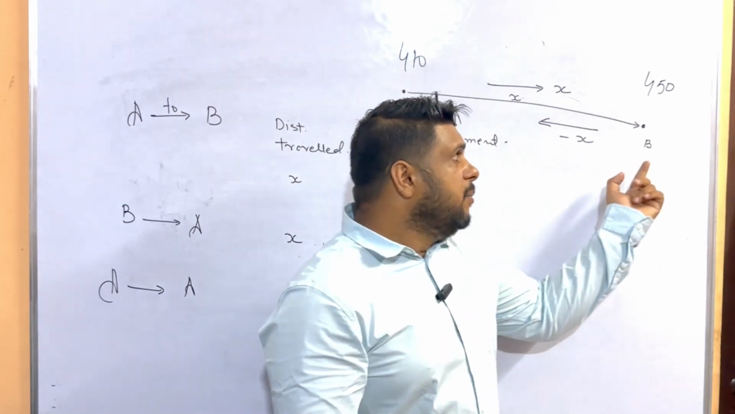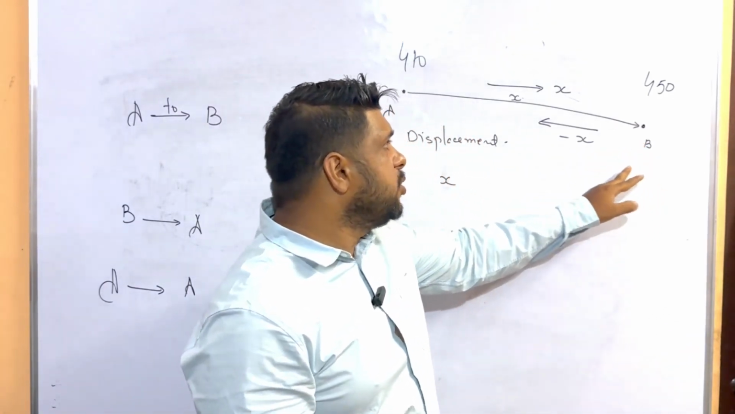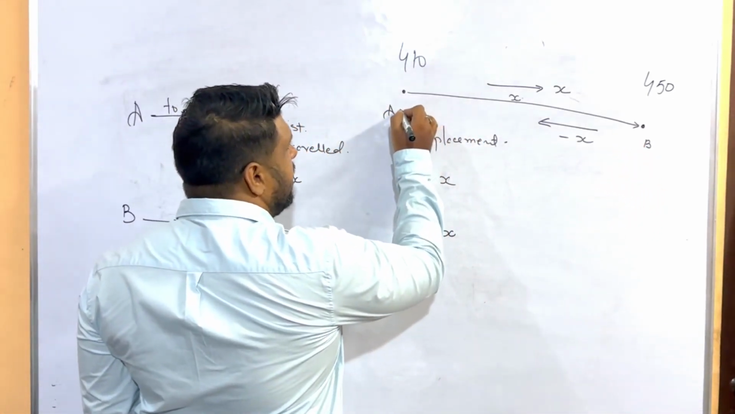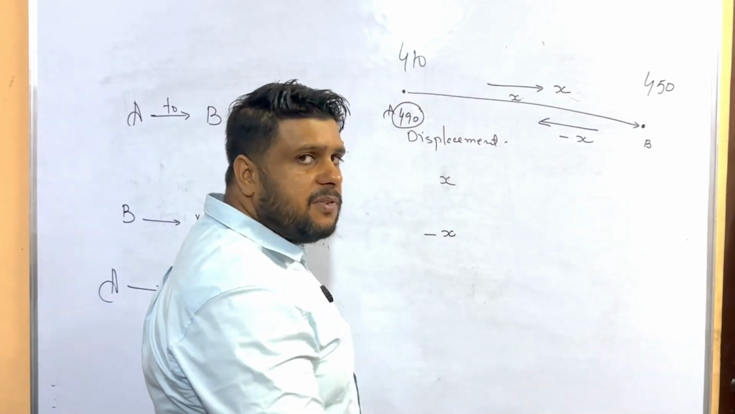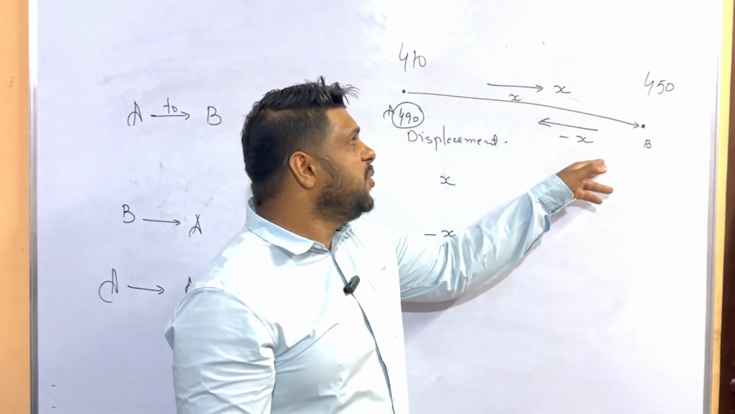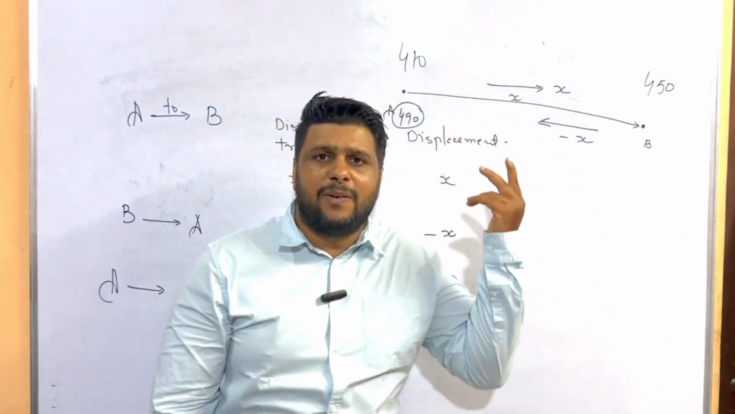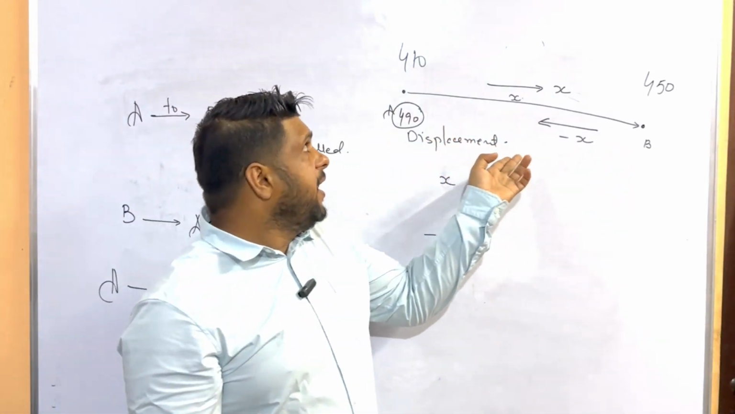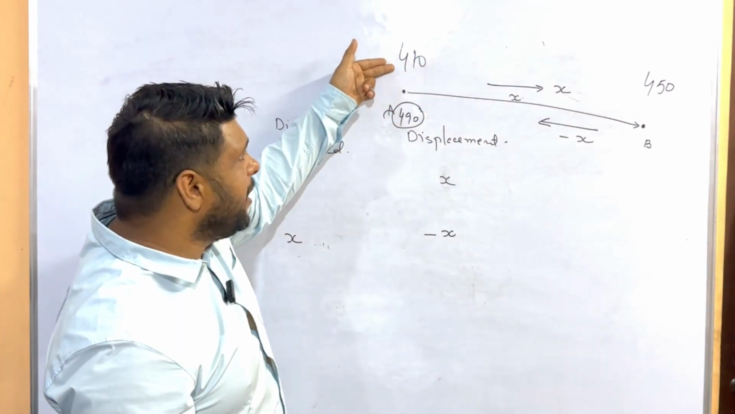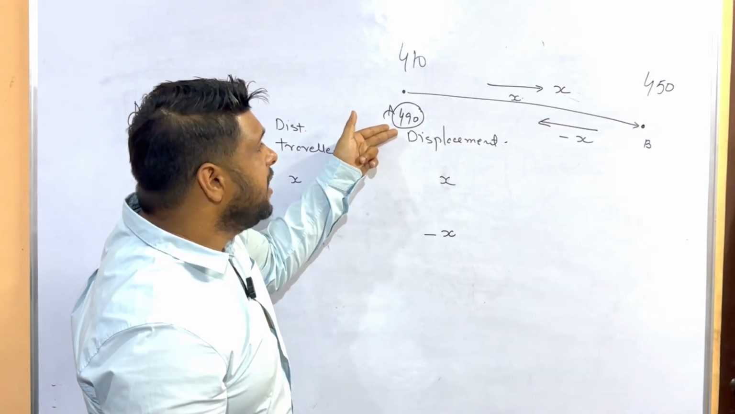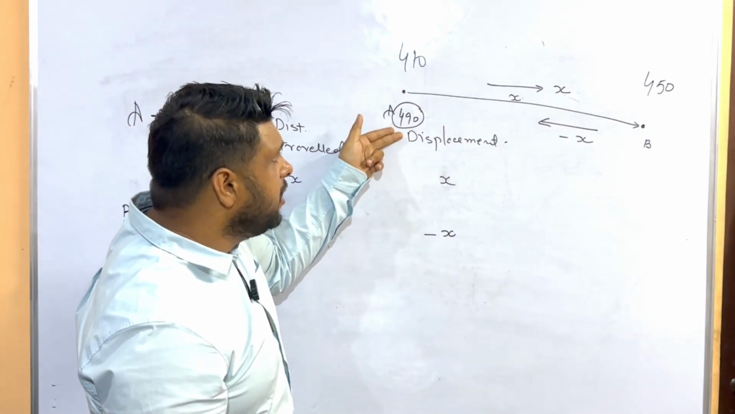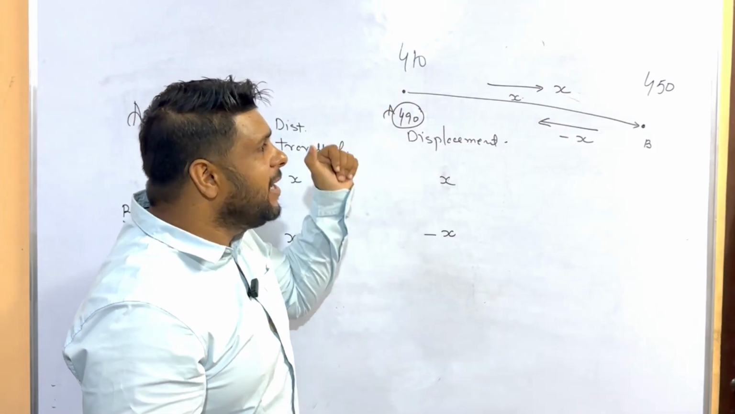Now after the movie you started your car again and you reached back, and here your odometer reading was 490, because the same distance you traveled in this direction, you are going to travel backward also. So initially my odometer reading was 410, now it is 490. So what is the distance traveled? 80 kilometers.